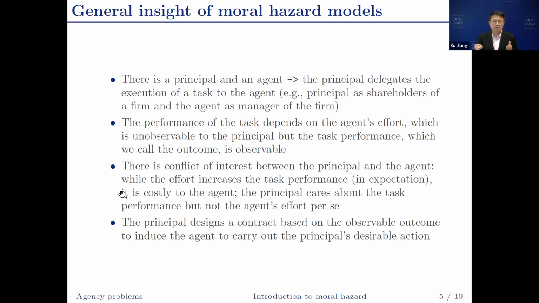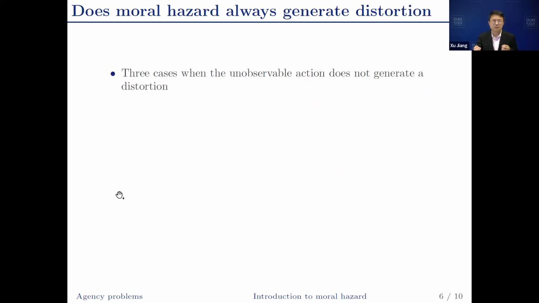So what the principal is going to do is design a contract, because effort is not observable. The contract can only be based on observable outcome, to induce the agent to carry out whatever action the principal prefers. The first question is, does unobservable effort always generate distortion? The answer is no. There are various cases when action being unobservable does not generate a distortion.